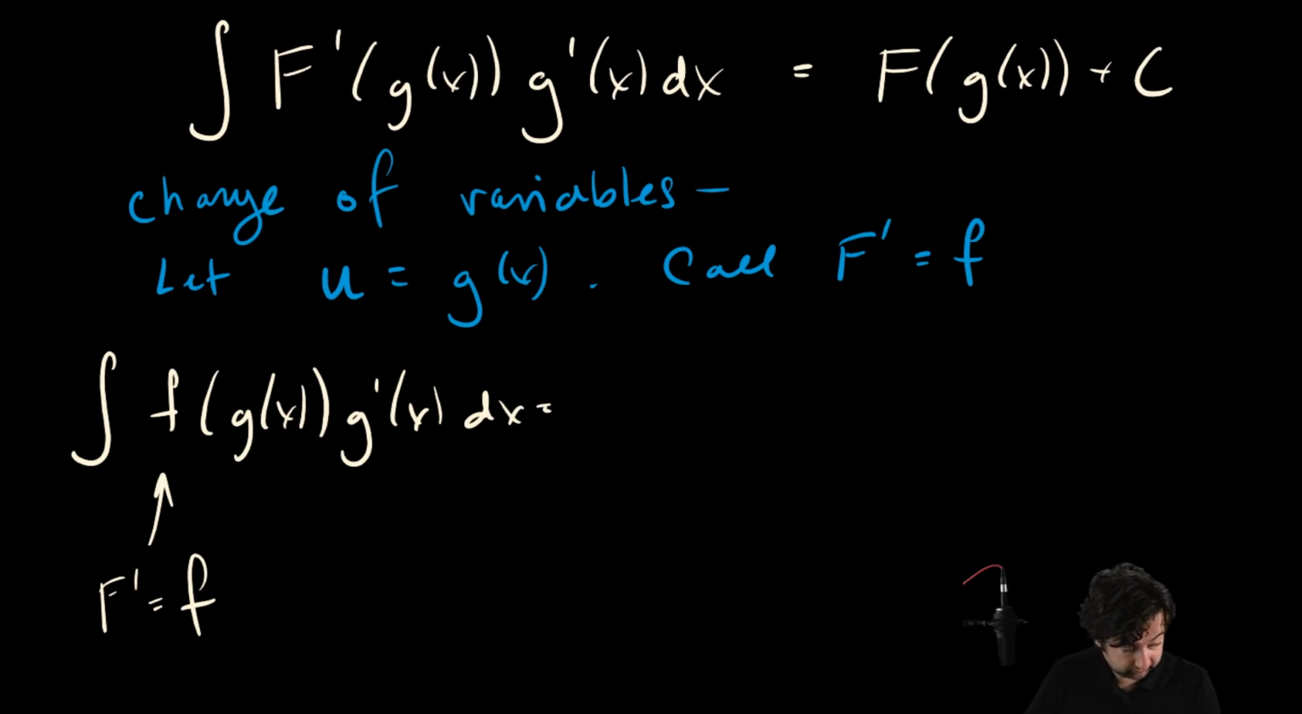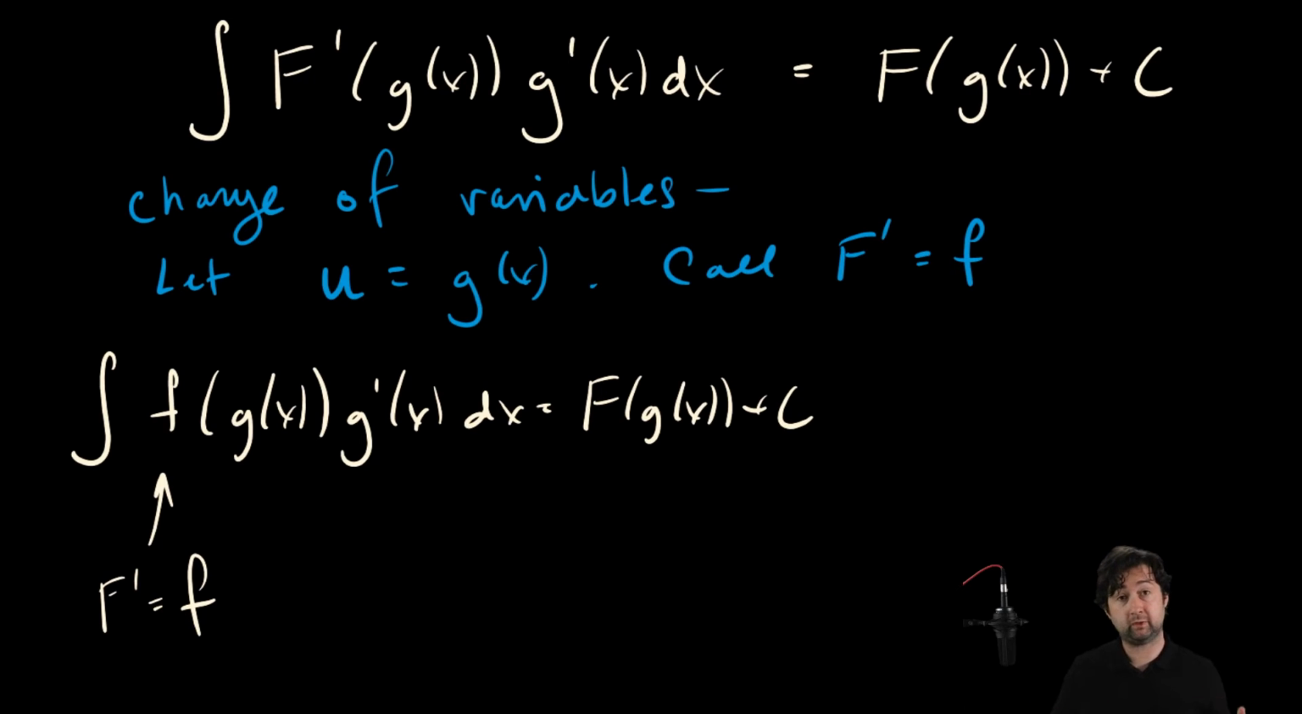That is equal to capital F of g of x plus c, because that's all an antiderivative does. This undoes the chain rule. But I could replace g with u. And furthermore, I know that capital F is equal to the integral of little f.